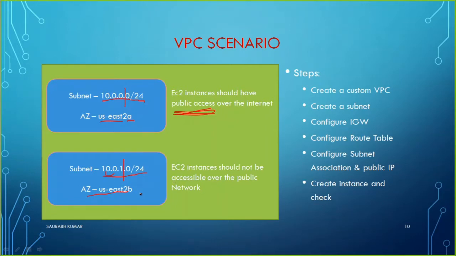That's what we are going to perform now in a practical. To achieve this target, we have to follow these steps. First, we have to create a VPC. Then we are going to create a subnet. Then we are going to configure the internet gateway. Then we are going to create and configure a route table. Then we will configure the subnet association and public IP address with it, and thereafter we will verify it by creating an instance, attaching it to that subnet and checking whether it is reachable on the public network or not.